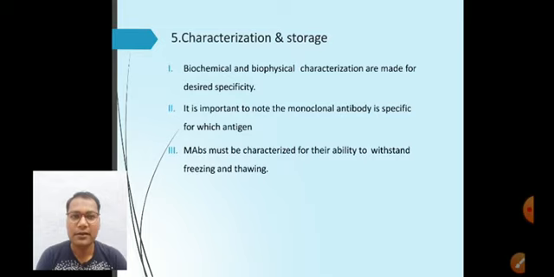The fifth and last step in the production of monoclonal antibody is characterization and storage. Biochemical and biophysical characterization are made for desired specificity. It is important to note which antigen the monoclonal antibody is specific for. Monoclonal antibodies must be characterized for their ability to withstand freezing and thawing.